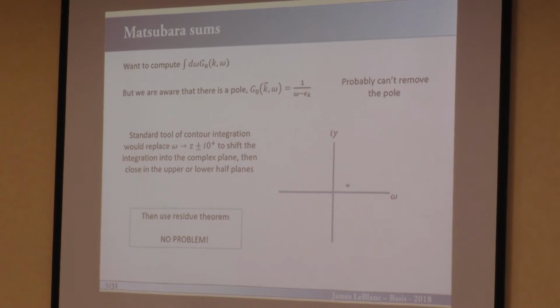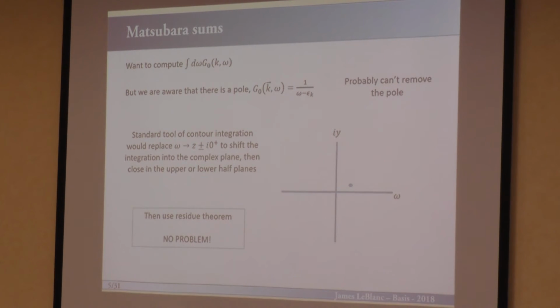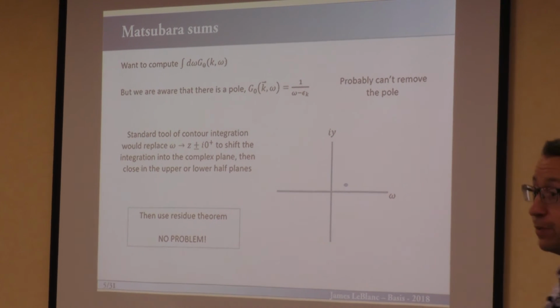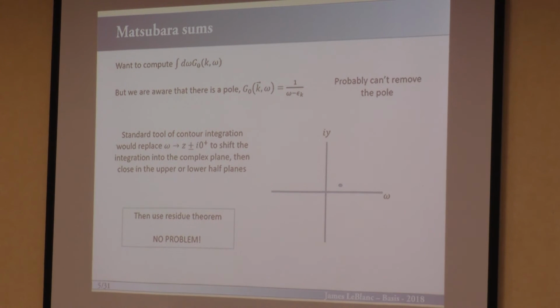So say we want to compute the integral over the frequency of a Green's function, just one Green's function that happens to be sitting inside this equation. We know that there's a pole in the non-interacting Green's function because it looks like 1 over omega minus epsilon_k. It's also not a very friendly function to integrate because it's a 1 over x integral.